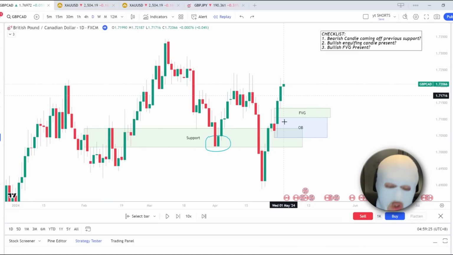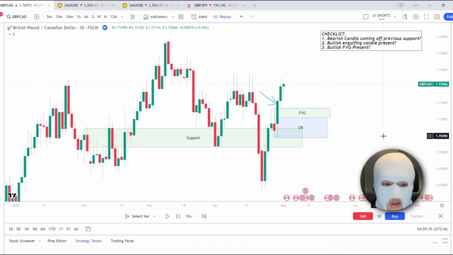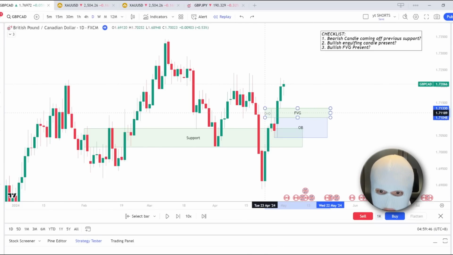Number 2, do we have a bullish engulfing candle that breaks the high of the bearish candle? Yes, this is the structure that we're looking for as seen over here. Number 3, do we have a bullish fair value gap overlapping with the order block? The answer is yes. As you can see, these 3 candles created a gap between the first and the third candle's wick, and therefore this gap is a bullish fair value gap.